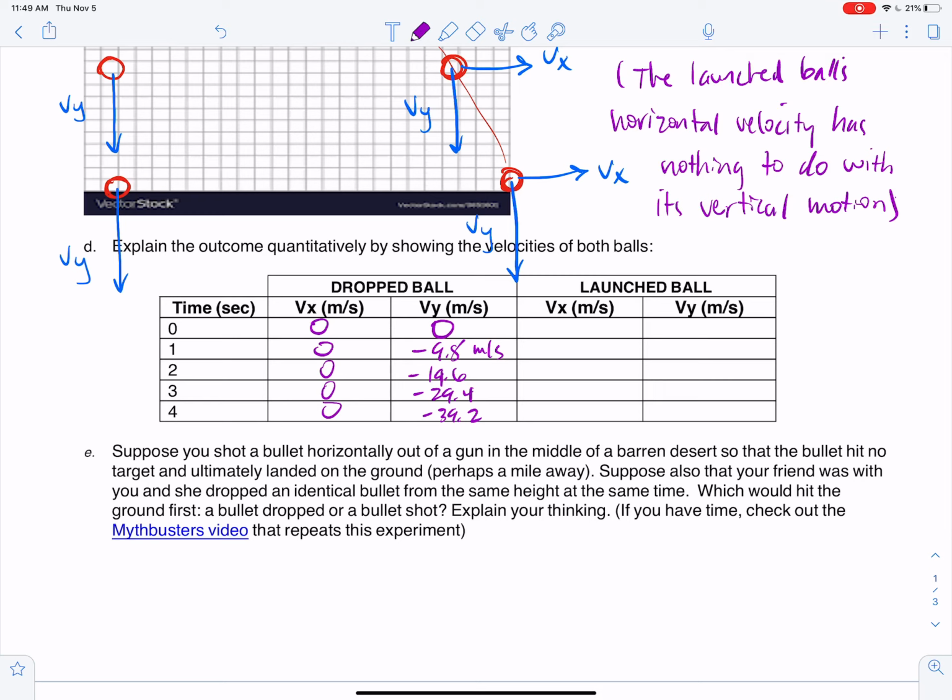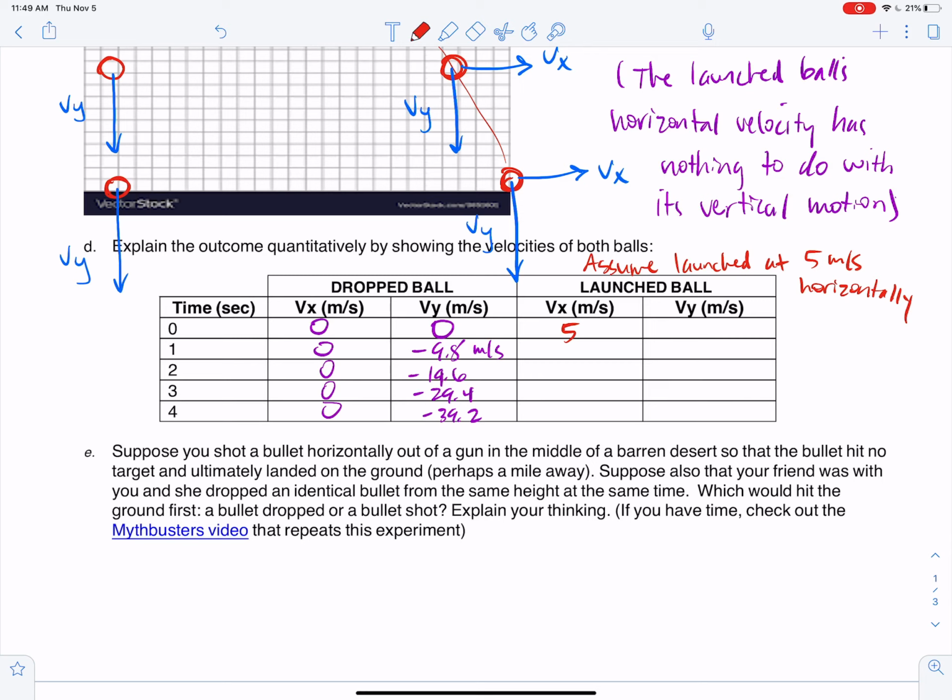Okay. Now, what about the launched ball? What would its velocities look like? Well, let's assume that the launched ball is launched at 5 meters per second. I'm just picking a number. I'm going to say horizontally, right? So if the launched ball is launched horizontally at 5 meters per second, then at time zero, the horizontal velocity would be 5.